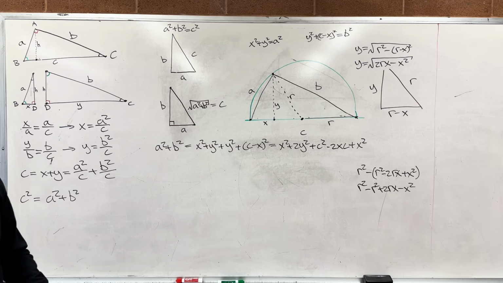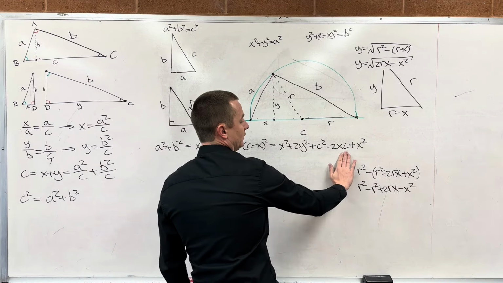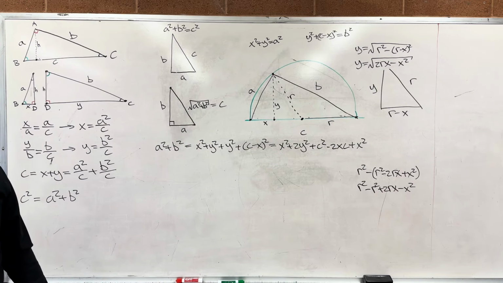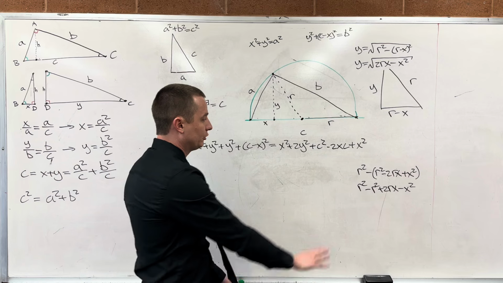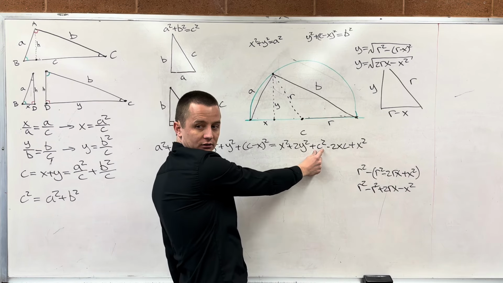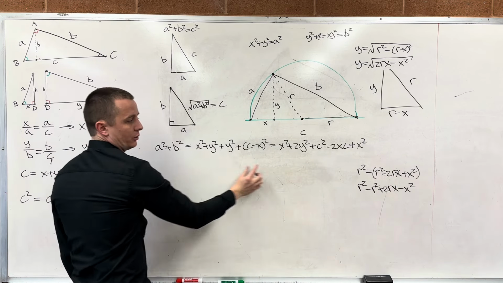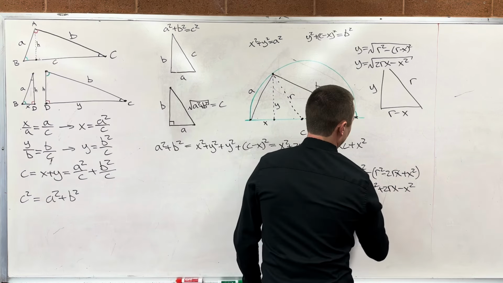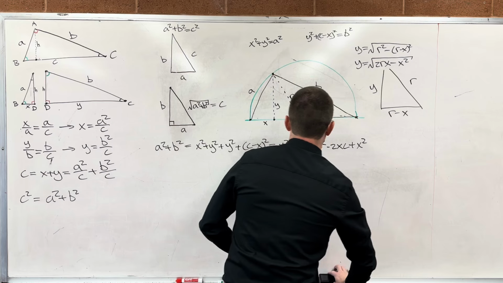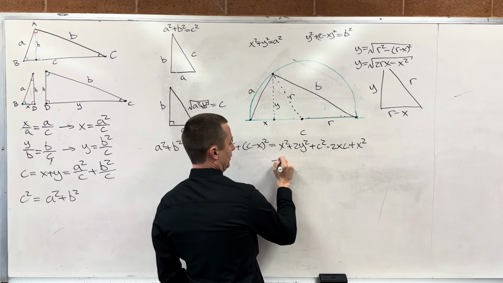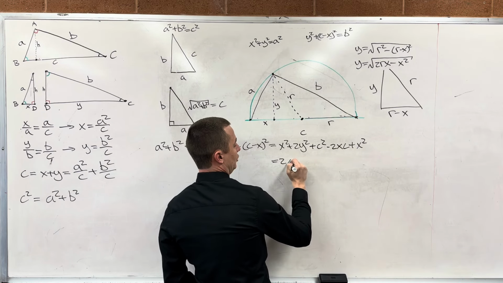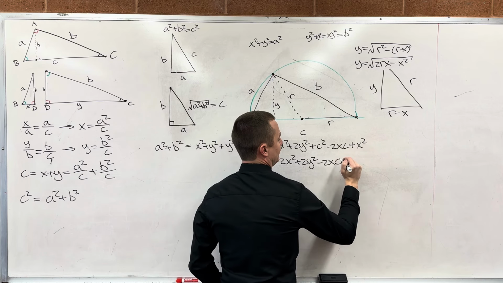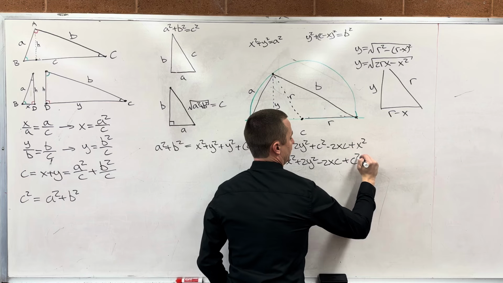We need to somehow see that the X's and Y's in this expression cancel each other out. They have to. We have to be left with C squared when it's all said and done. Right. So I'm trying to show that A squared plus B squared equals C squared, which means somehow this information needs to secretly cancel out. So let's just keep messing with it and substitute. So I have 2x squared plus 2y squared minus 2xc plus c squared, right?